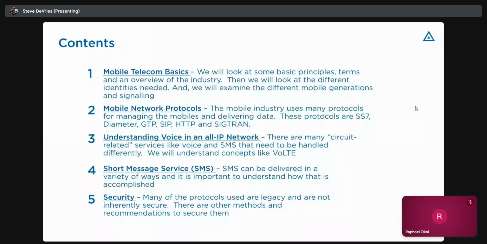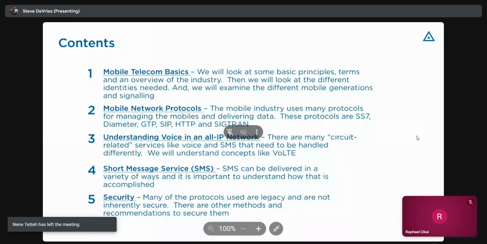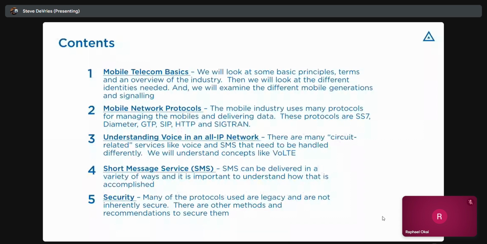SMS is one of those services that is universal. Everyone uses it, but the mechanism on how it's delivered can vary. There's different variations on how you can deliver it. You can home route it. You can put it in different entities. You can do it all IP, do it over what's called an access stratum. So there's different ways it's built, and so I think it's important to cover.